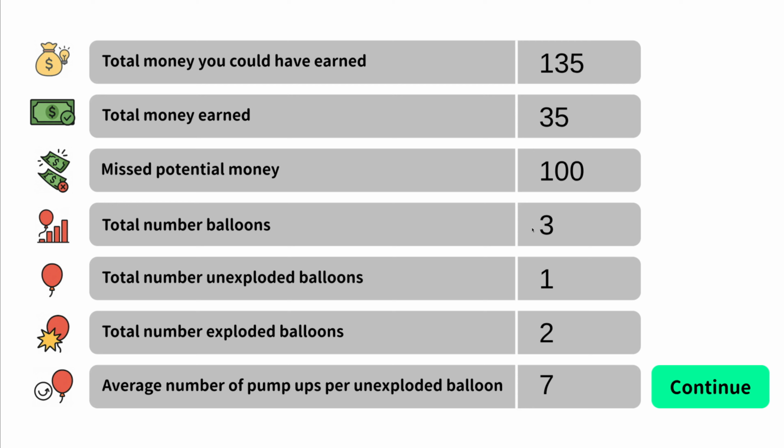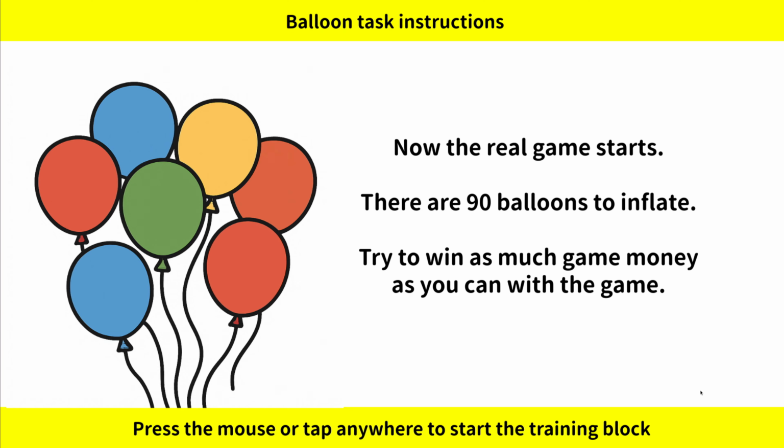How many balloons were there? Well, in the practice block there were three. I had only one unexploded balloon. I had, as you saw, two exploded balloons, and on average, I tried to pump it up 7 times. That was for the unexploded balloons. Now, once you've done this practice, you know how it works, and then you can try it out.